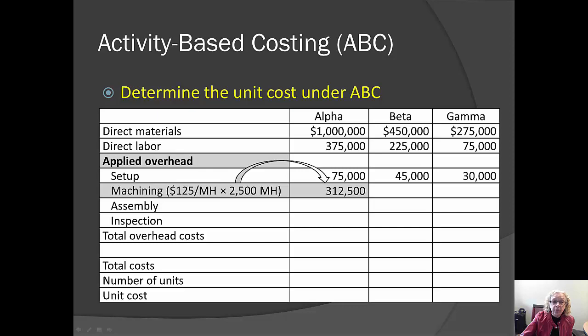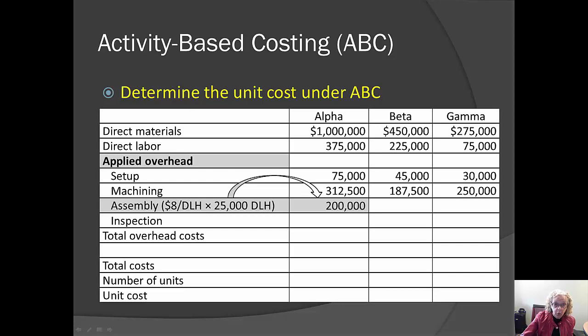We can do the same thing for machining. The allocation rate was $125 per machine hour times the number of machine hours that alpha used, times the number of machine hours that beta used, and times the number of machine hours that gamma used. We can do the same thing with assembly costs. It was $8 per labor hour of allocated overhead from the assembly pool times the number of labor hours for alpha, times the number of labor hours for beta, times the number of labor hours for gamma.